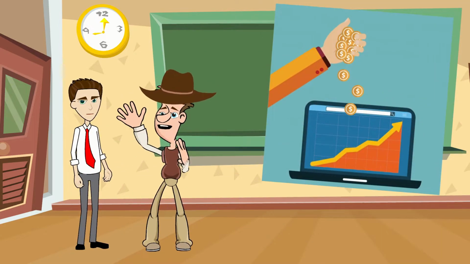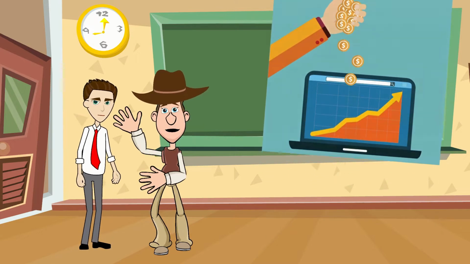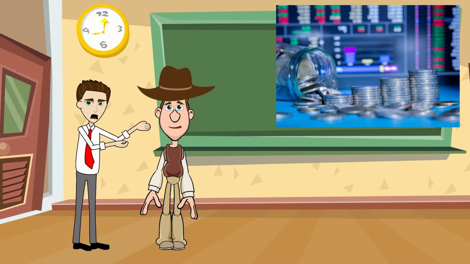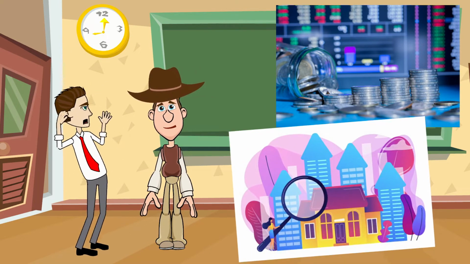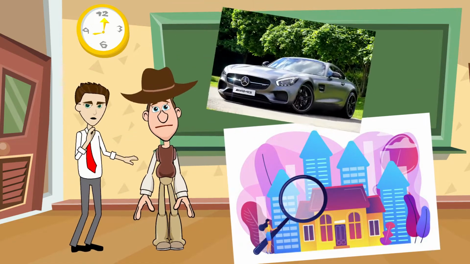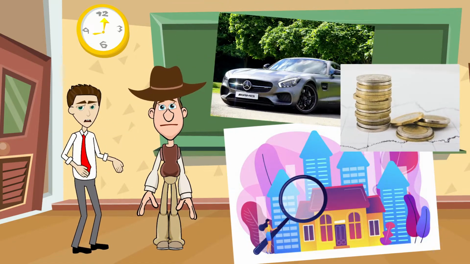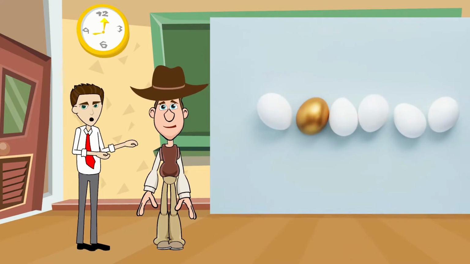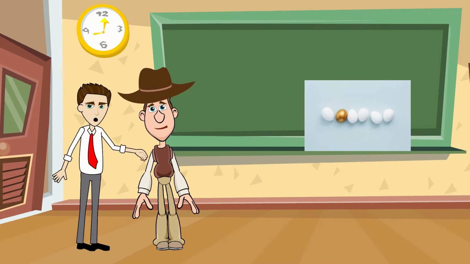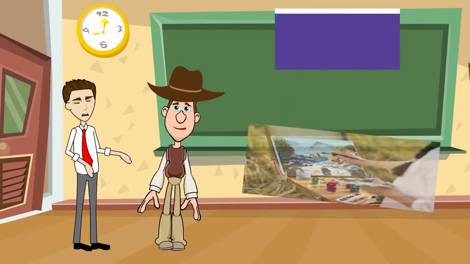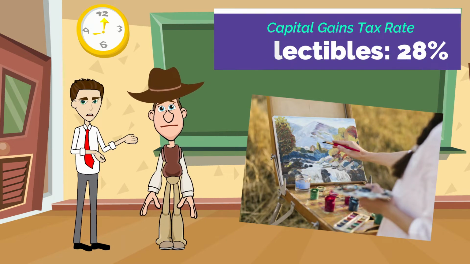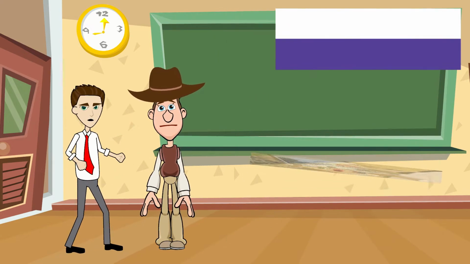Are capital gains taxes only for investments? Although capital gains tax is usually paid on stocks and other investments, it applies to all capital assets, which include real estate, jewelry, cars, collectibles like art and coins, etc. Some of these assets may be taxed at a different capital gains tax rate than we talked about earlier. For example, collectibles are taxed at a flat 28% capital gains tax rate, irrespective of your income that year.